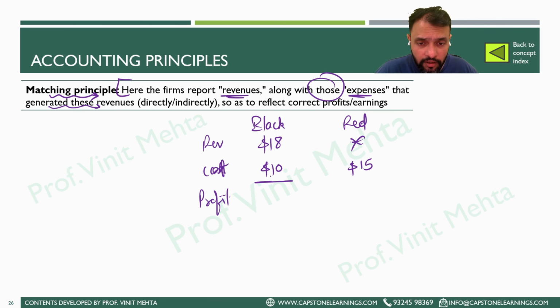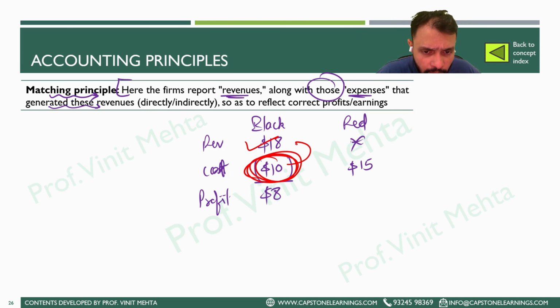$8. Do you agree with this? What do you say, Victor? Yeah, $8. So then can I say that's exactly, I mean, a fifth grader already knows this. Then why do you need a fancy accounting guy to come and tell you that? You recognize revenue and only those expenditures which have helped you generate that revenue to calculate profit. And that is exactly what the matching principle is.